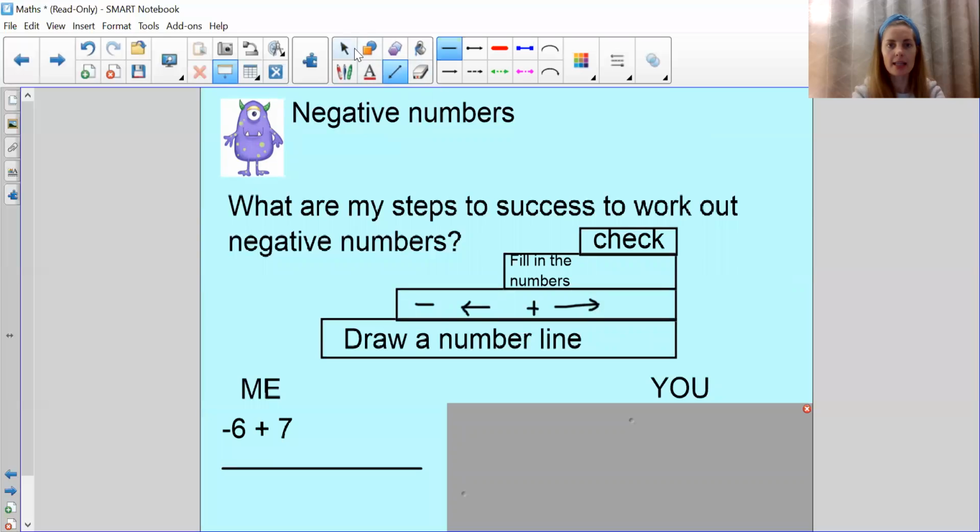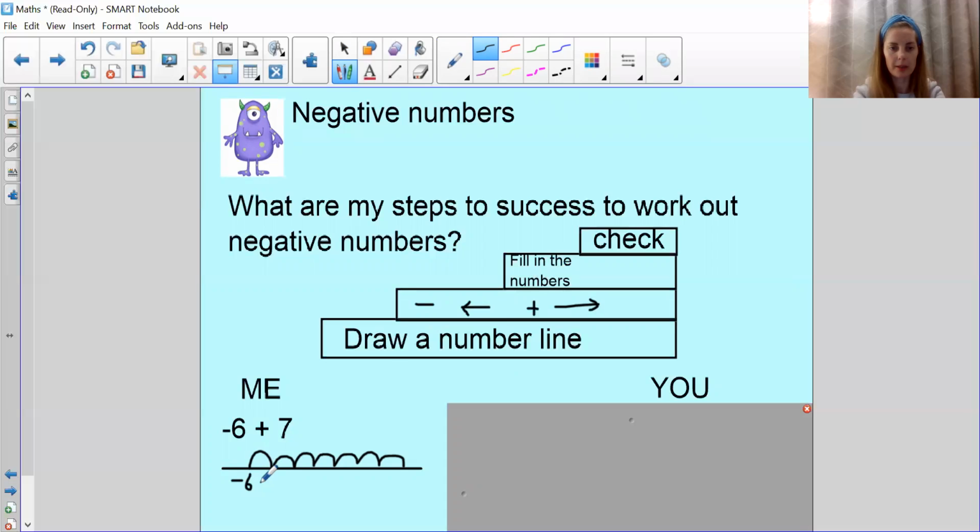I am going to be going in the right direction because I'm adding, and I'm adding 7. So I'm going to bunny hop 7 places to the right. 1, 2, 3, 4, 5, 6, 7. Now, once I have done my 7 hops, I'm going to put the numbers onto the number line, starting with the number -6. -6 goes onto my line, and then I'm going to fill in the rest of the numbers.